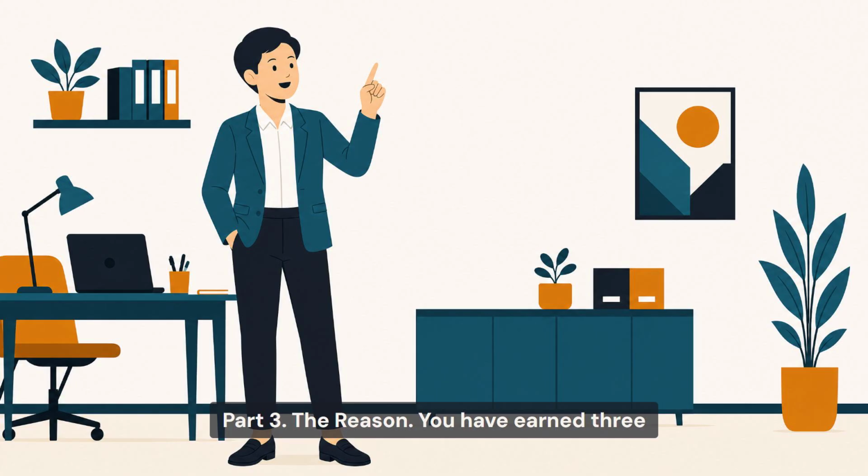Part 3. The reason. You have earned 3 more seconds with the hook. Now you have to earn the right to keep writing. Because the reader is still asking the silent question, why are you in my inbox? And if you do not answer that question fast and cleanly, they archive you. The reason sentence is where you say what your relationship to this topic is and why it makes sense for you specifically to be writing them.